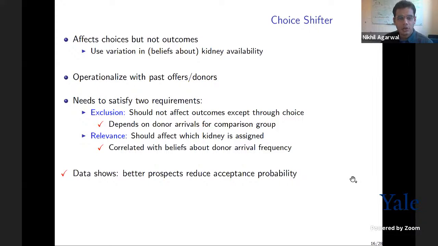Okay, and so this instrument needs to satisfy two types of requirements. The first is what's called an exclusion restriction.